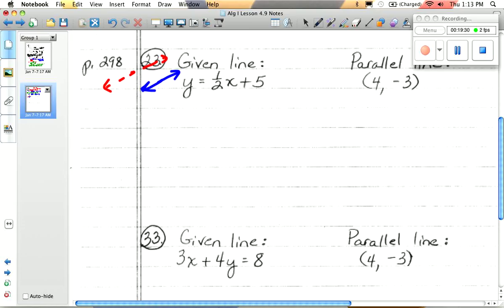So we need the equation for a line that's going to go through this point and be parallel to our given one. Well, what do we know about parallel lines again? They have the same slope. So wouldn't that be useful information to get from this one? Yes. So what's the slope of this line? 1/2. Therefore, what's the slope of the parallel line going to be? 1/2.